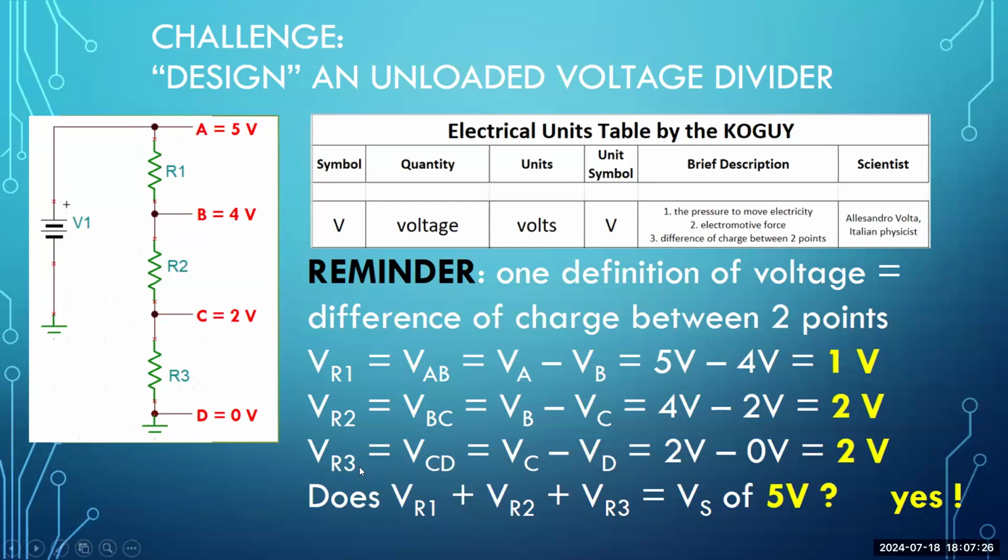Lastly, voltage across R3. R3 exists here between point C and point D. Is there a difference between point C and point D? Yeah, point C has 2 volts, point D has 0 volts. Let's do the math. Voltage C subtract voltage D is equal to 2 volts minus 0 volts, and that's also equal to 2 volts, and I've got that bolded in yellow.